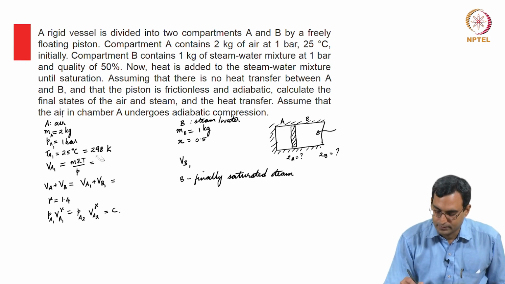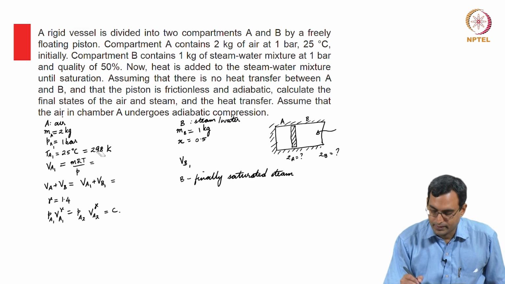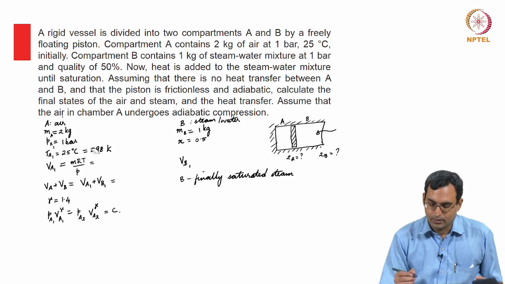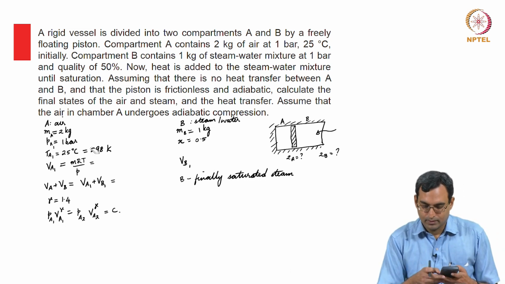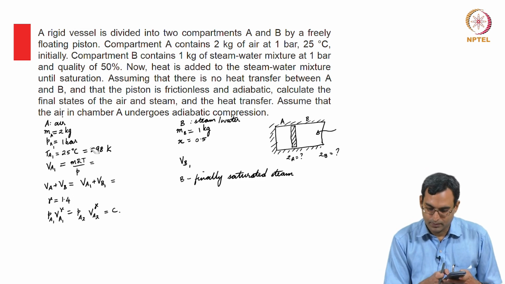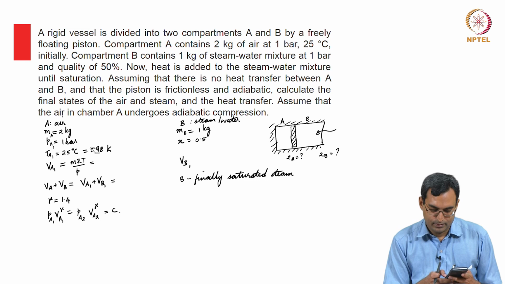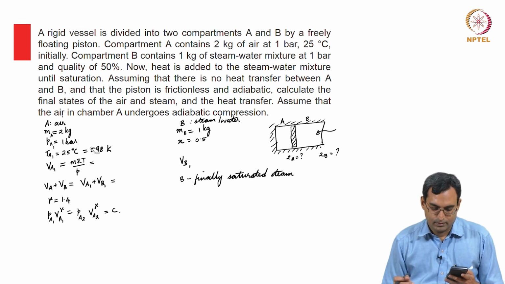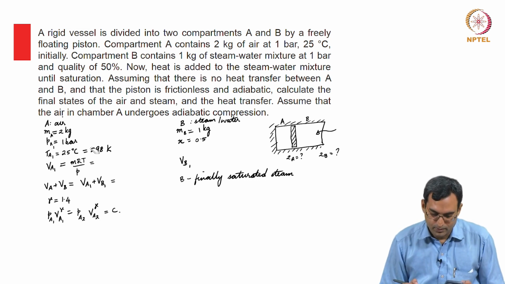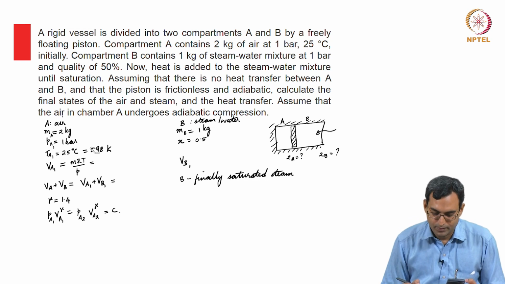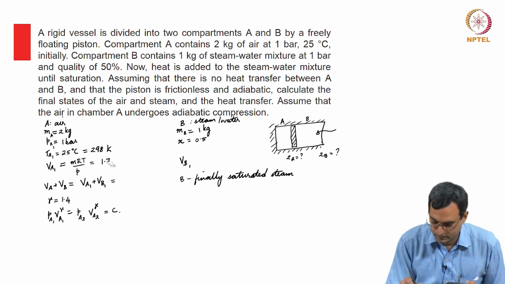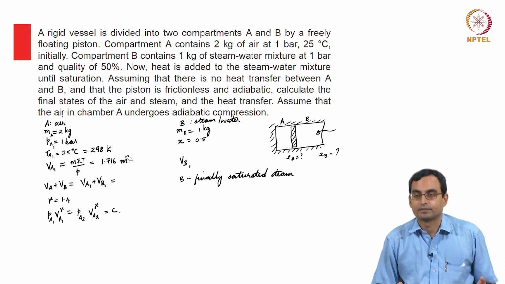M is 2 kg. R is 288, which we just found. T is 298 and P is 1 bar. So I'm going to substitute those. So I have 2 kg into 288 joule per kg Kelvin into 298 Kelvin divided by 10 power 5. So I get 1.71 meter cube as the initial volume of air.